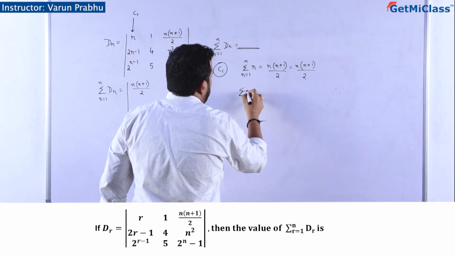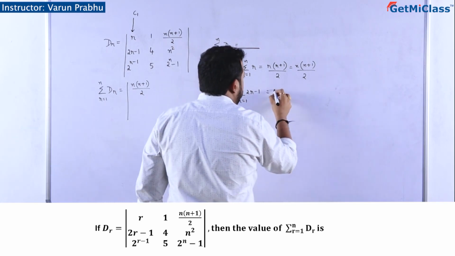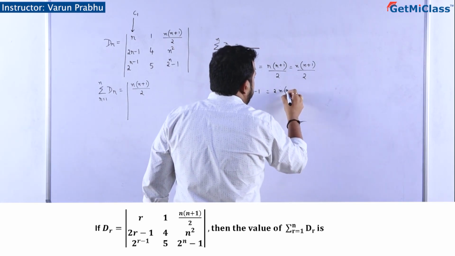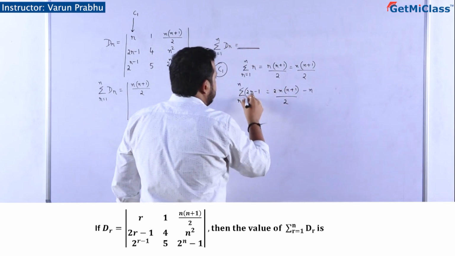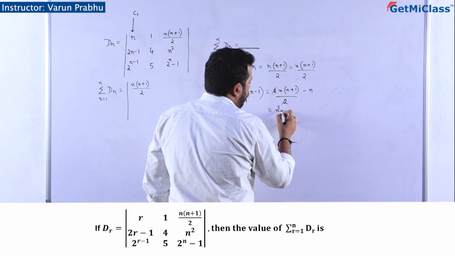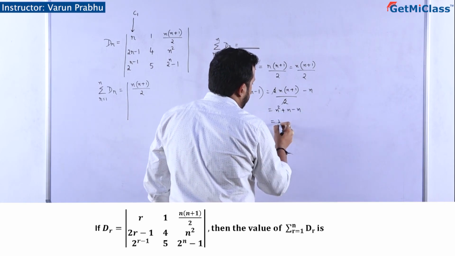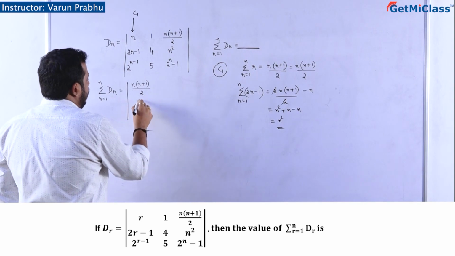Similarly, sigma 2r minus 1, r is equal to 1 to n, can be written as 2 into n into n plus 1 divided by 2, minus sigma 1, which is n, correct or not? So I can write n square plus n minus n. So the answer to the question will be n square. So this part will be equal to n square.